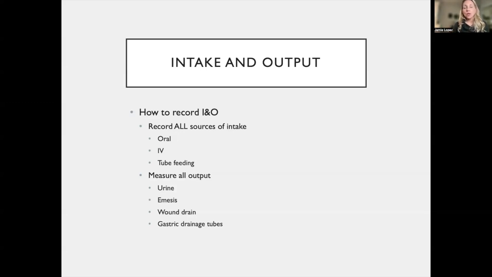And then the output is a little bit trickier because you're only going to measure urine, emesis, wound drainage, and your gastric tube drainage. You don't measure stool unless it's watery diarrhea.